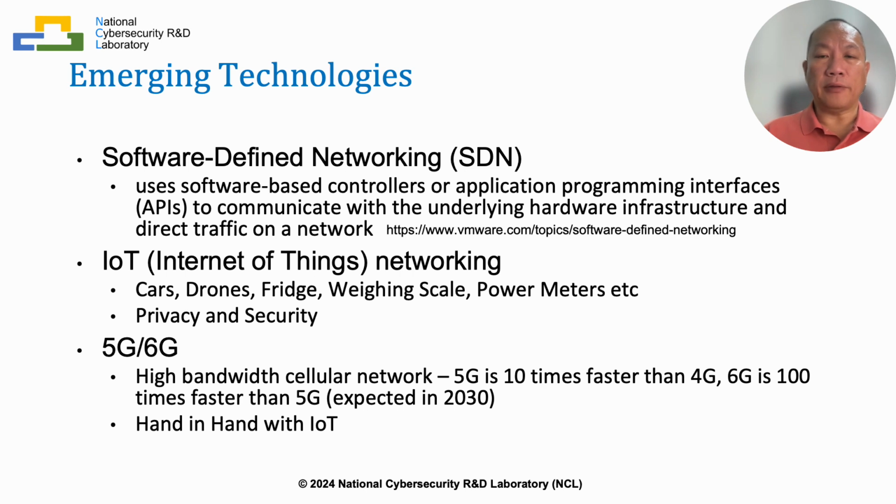Software-defined networking is a way to use software-based controllers or APIs to communicate with the hardware. For example, you can have all your switches and routers laid out in hardware, and you can use software to control the configuration, and switch the configuration based on your company's or campus's needs. So you can deploy different configurations on the same piece of hardware and switch your network configuration. This is what we call software-defined networking.